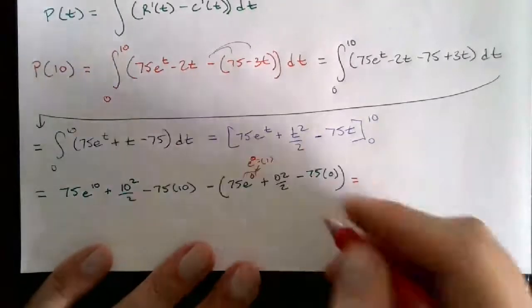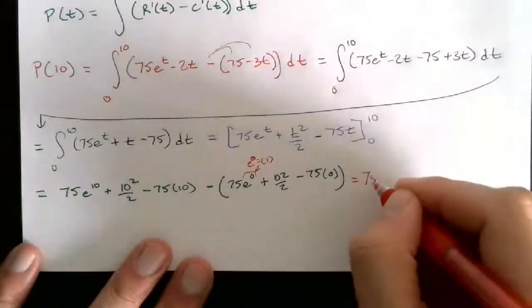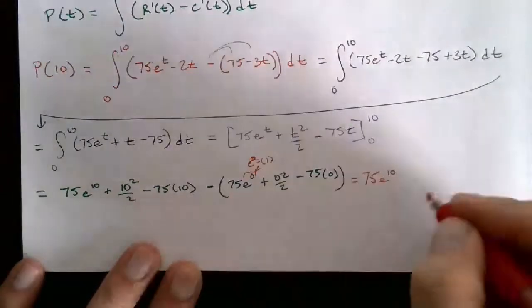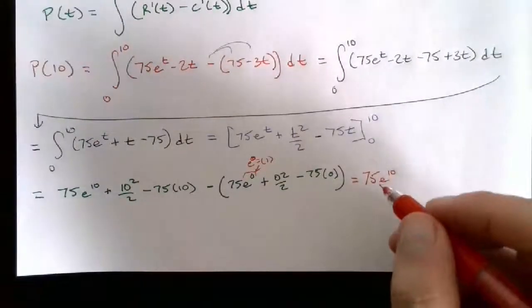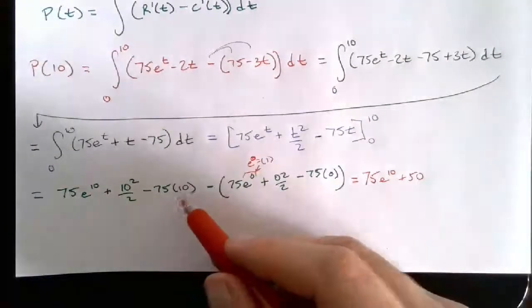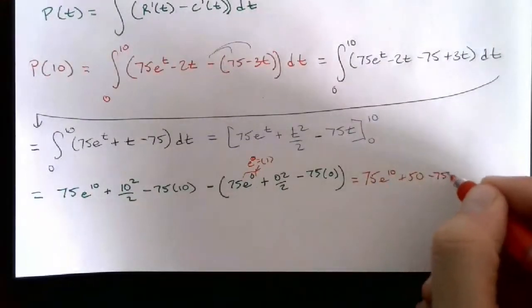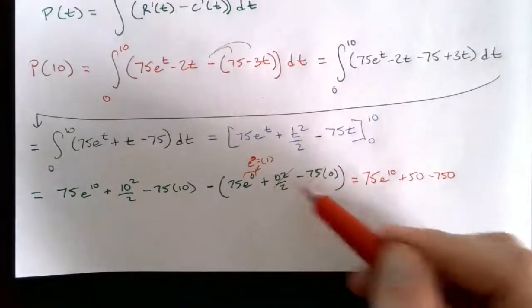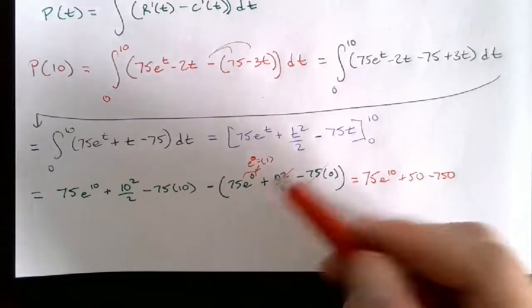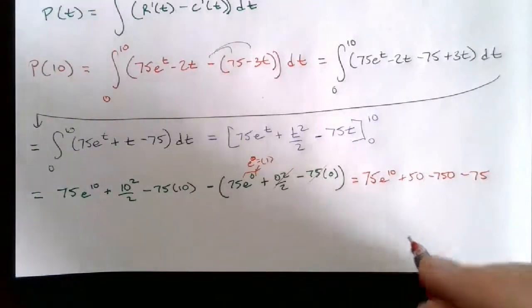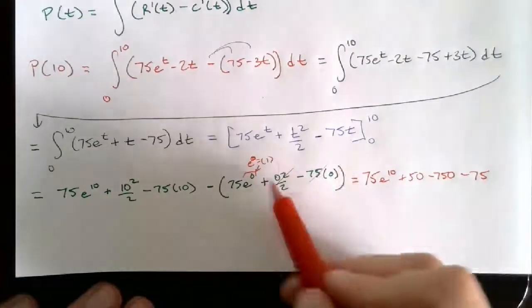So substituting into this, we'll simplify some of it. We have 75 e to the 10th. I'll leave that as is. Plus 10 squared is 100 divided by 2, so that would be plus 50. Minus 75 times 10, so minus 750. And then minus here, these terms go to 0, right? That's 0, that's 0. So you have minus 75 times 1, which is just minus 75. If these didn't go to 0, you'd have to distribute the negative through all of it.